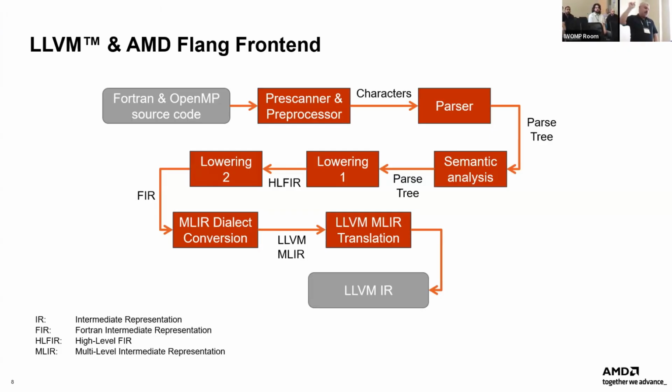Then after that has happened, it goes into a second lowering stage that gives us Fortran intermediate representation. So the representation is still very Fortran-esque, and you can still see key concepts of Fortran being reflected there. And then everything is fed through the MLIR dialect conversion, which gives us a dialect that is still MLIR, but reflects that we're targeting LLVM as a backend.